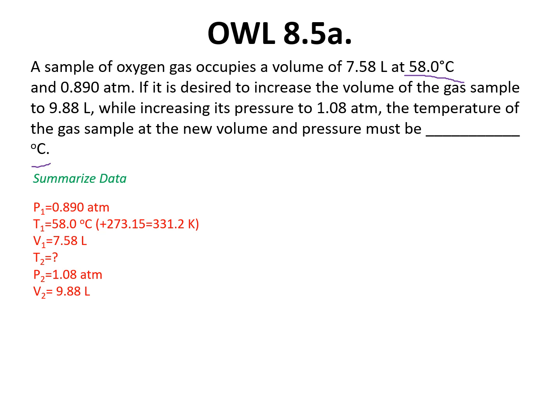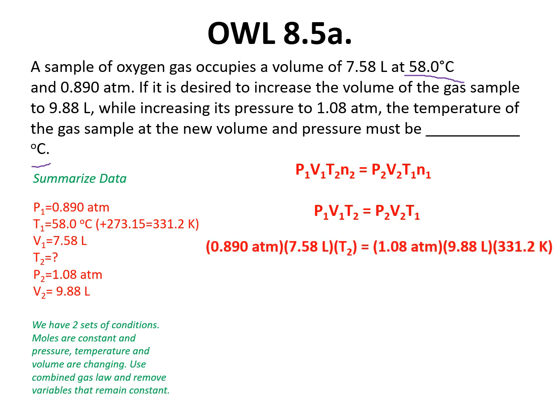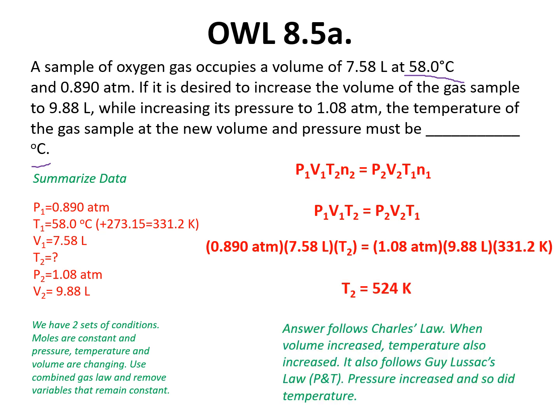Here's our summary data, a combined gas law problem because we're dealing with 2 sets of conditions. And do we need all these variables? We need all of them except moles, so we're going to simplify the combined gas law to this. And plug everything in from your table, solve for the second temperature, T2, and we get 524 Kelvin.